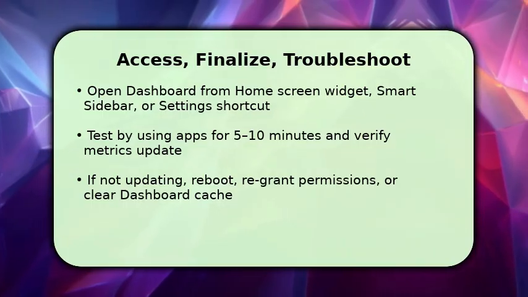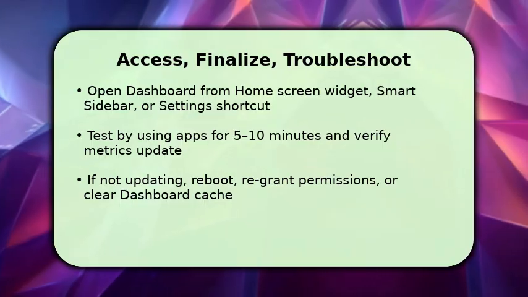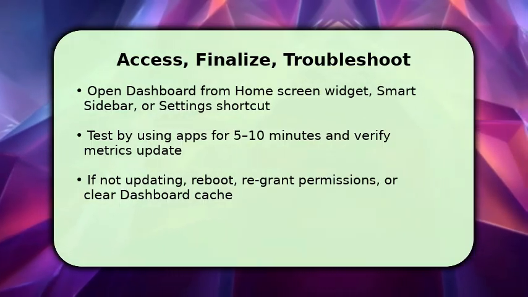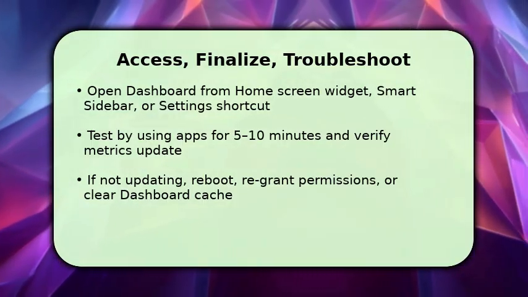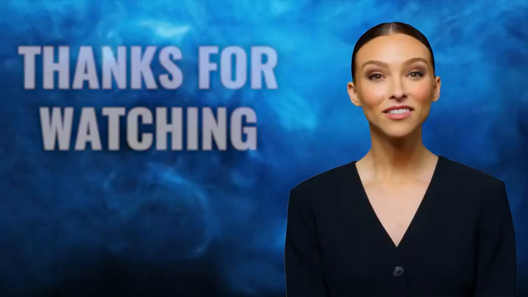If values don't refresh, reboot the phone first, then re-grant usage and notification permissions, and finally clear the dashboard or home app cache. This common troubleshooting sequence resolves most visibility or update failures.